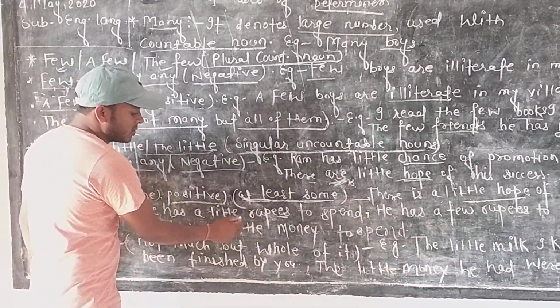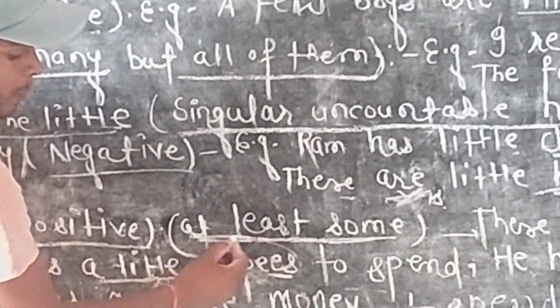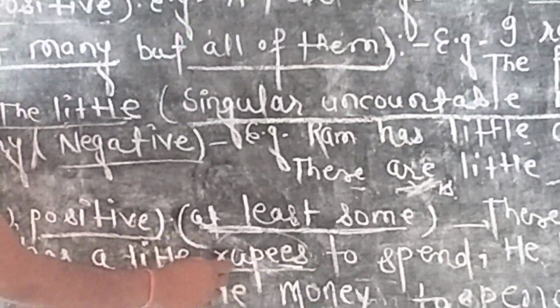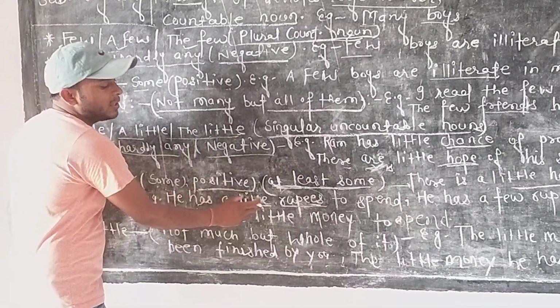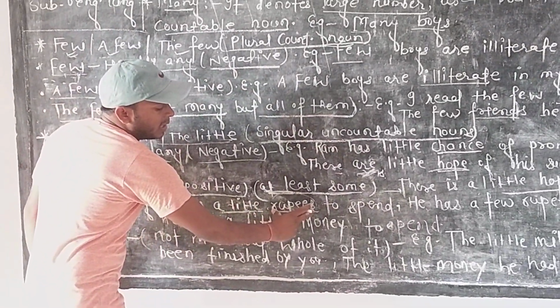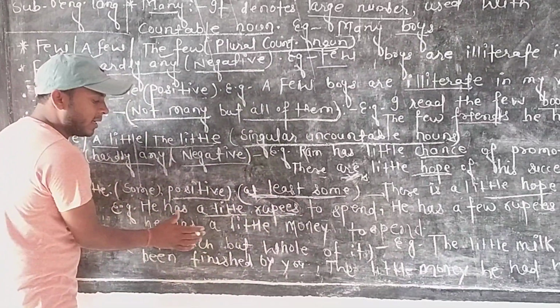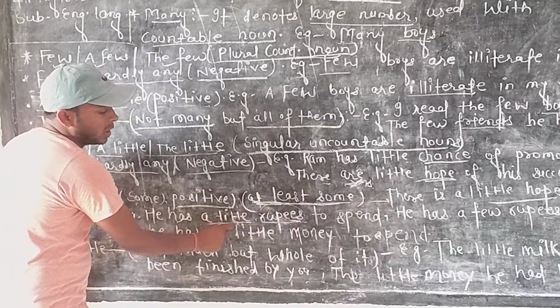So actually a little is used with an uncountable noun, but rupees is not an uncountable noun. It is a countable noun. We can easily count 1, 2, 3, 4, 5. But I have written a little, and I told you a little is used with an uncountable noun. That's why we should not use a little with this one.